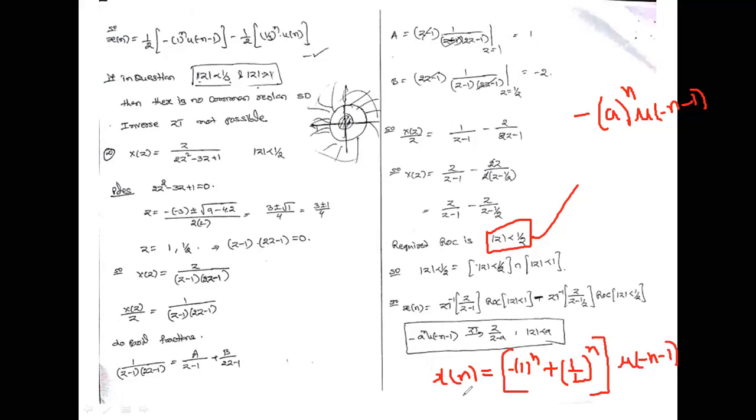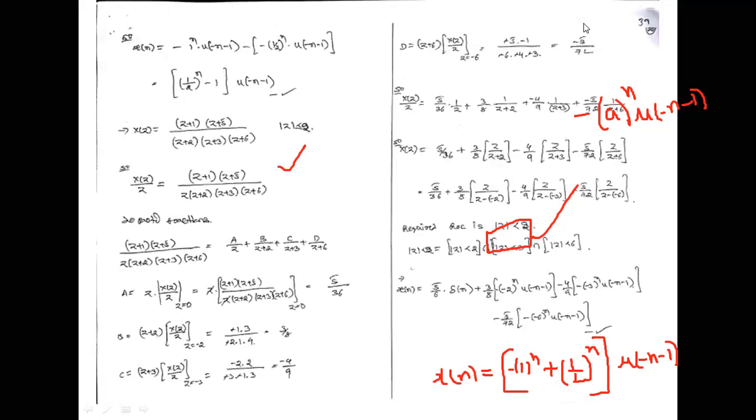This is the inverse transformation of the given function z by 2z square minus 3z plus 1, when ROC is less than 1 by 2. So the first function is minus of 1 power n mu of minus n minus 1. And for the second function, minus 1 by 2 whole power n. Already the minus into minus is a plus, mu of minus n minus 1. So we got the same function, 1 by 2 whole power n. Minus 1 power anything is 1 only, mu of minus n minus 1. Got it, my students?